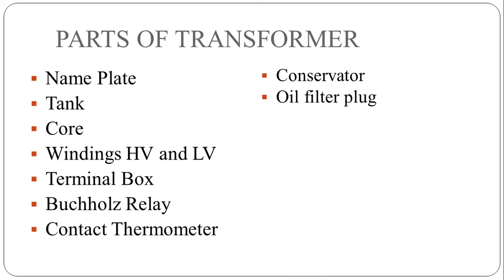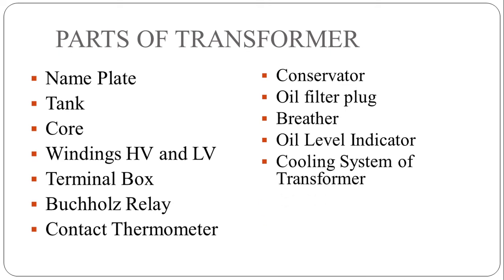Next is oil filter plug. There are two oil filter plugs. One is at the bottom of conservator and another is at the bottom of the tank. So both these filter plugs come into the picture when dehydration and filtration of transformer oil is performed. Next is breather. It absorbs the moisture from the air inside the transformer using silica gel. Next is oil level indicator. It indicates the level of oil in the conservator.